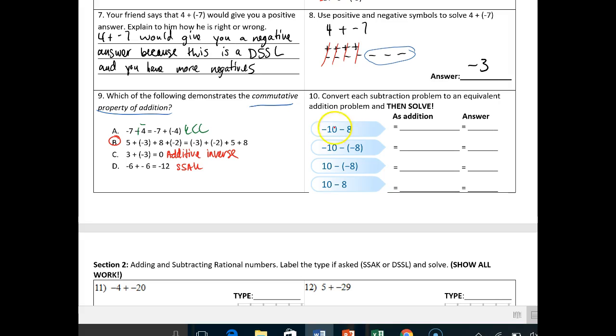Number 10, I wanted you to change all these problems by using KCC and do addition problems, and then give me the answer. So keep, change, change. So -10 plus -8 gives you -18. -10 plus +8 gives you -2. 10 plus +8 gives you 18, and 10 plus -8 gives you +2.